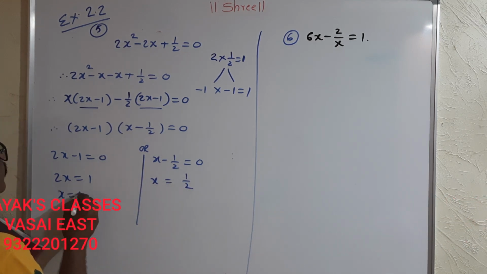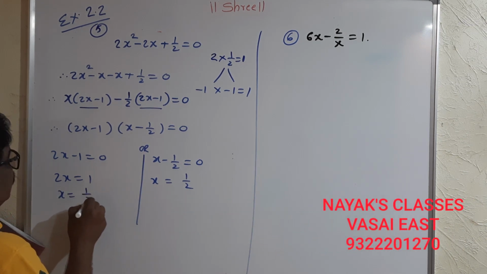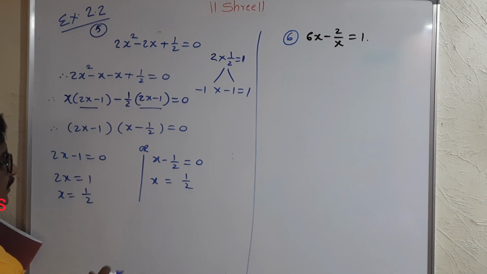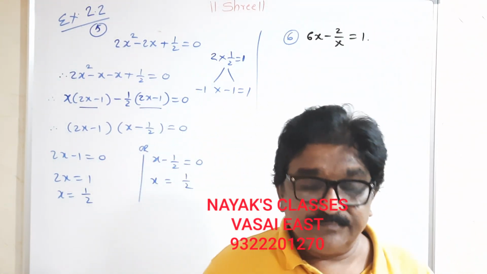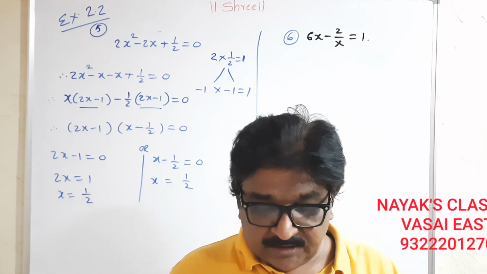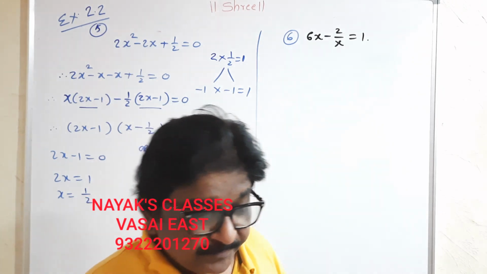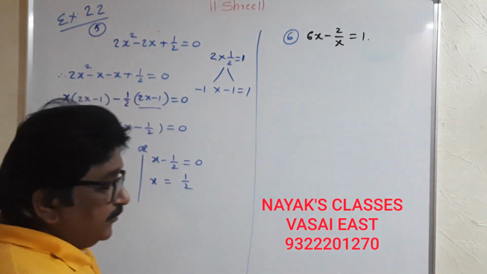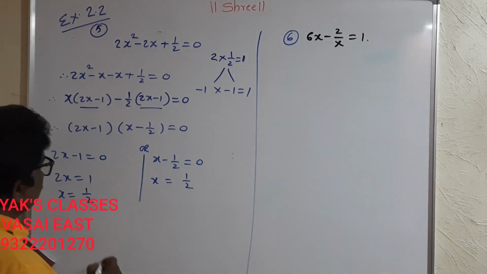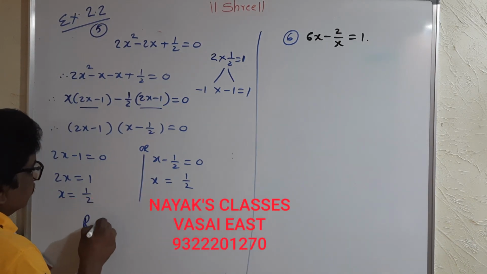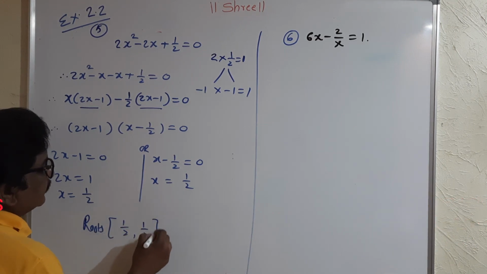So x is equal to 1 upon 2. You can check, the roots are same, half and half. In the answer, back side of the exercise, they might have given the answers. You can check, roots are half, comma, half.